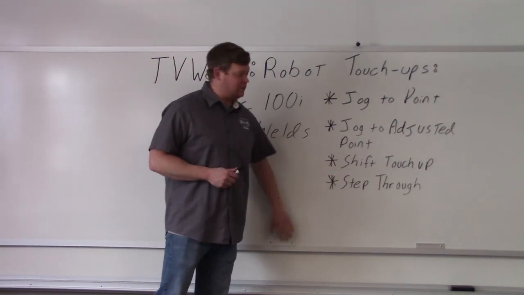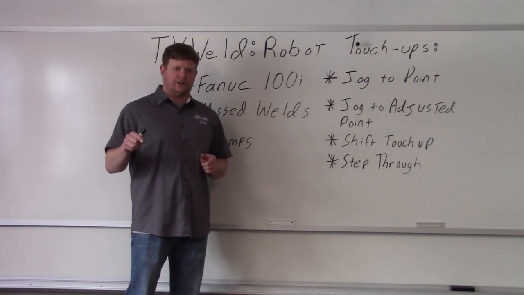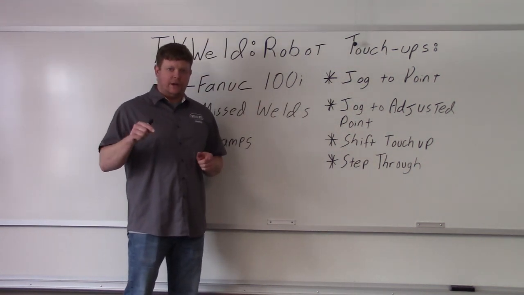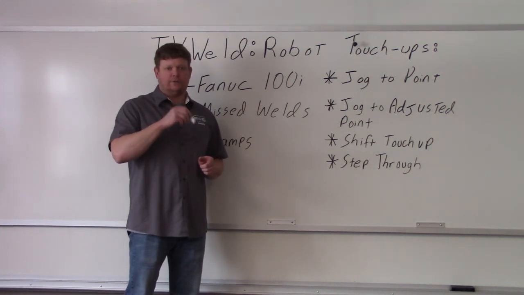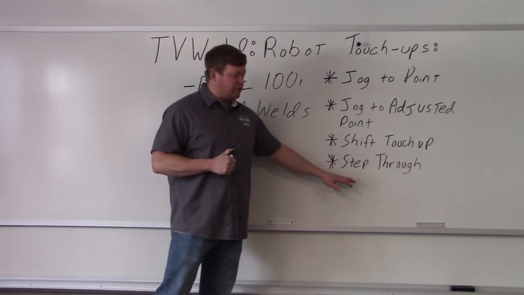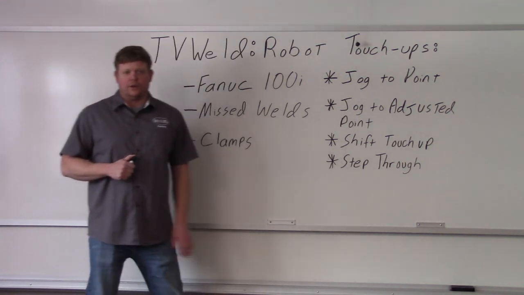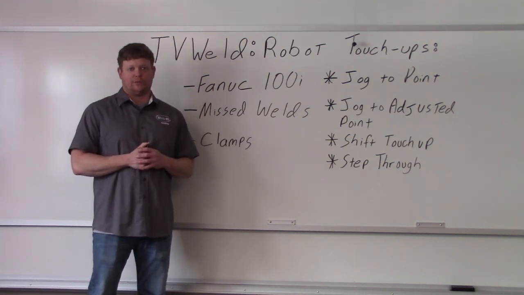you're going to hit shift touch up, all right? You're going to hold the shift key, and all the way on the right is a touch up button, and you hit shift touch up, and then it puts a little at symbol on the program that tells you that it adjusted that point. Then once you've done all your points and you've fixed them, you're going to want to step through the program again to make sure you're not going to crash the robot again.